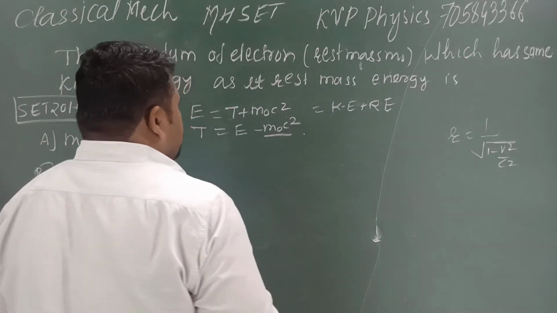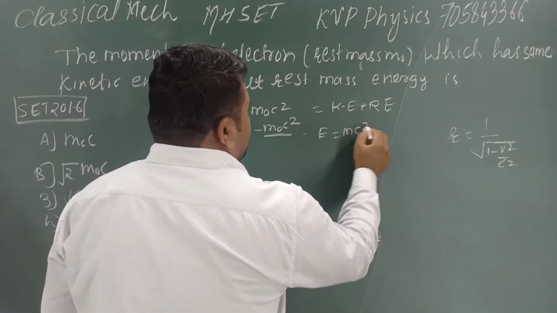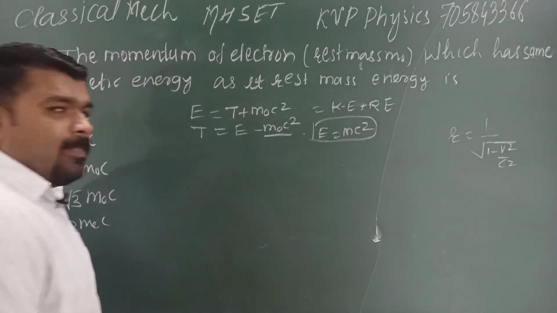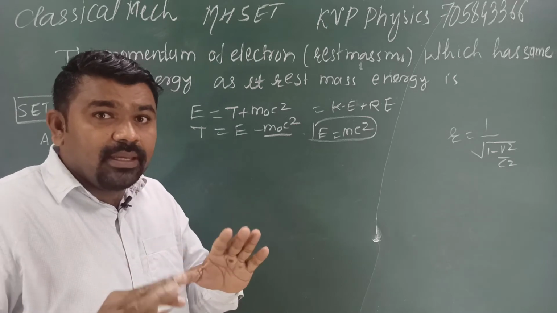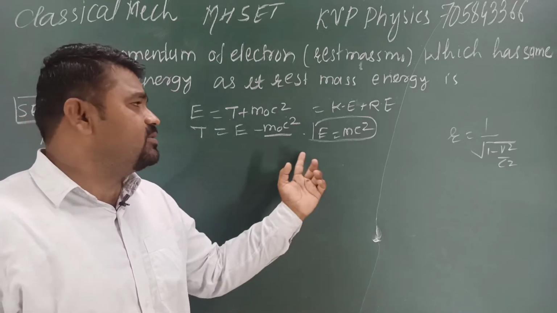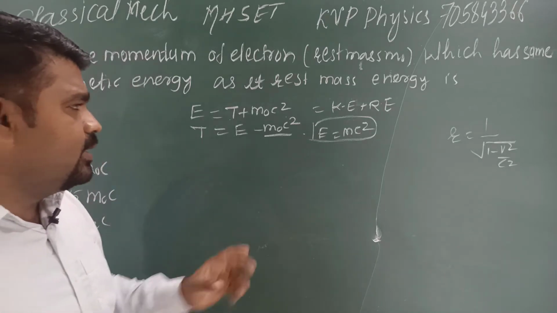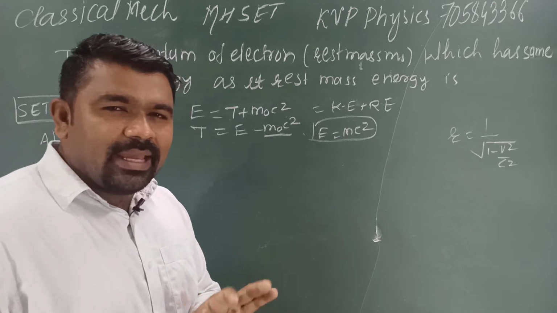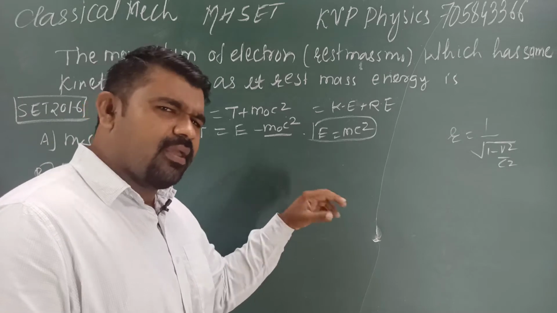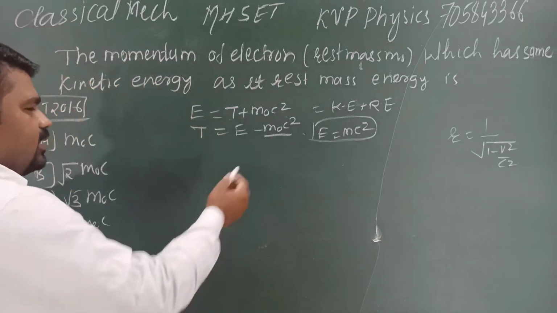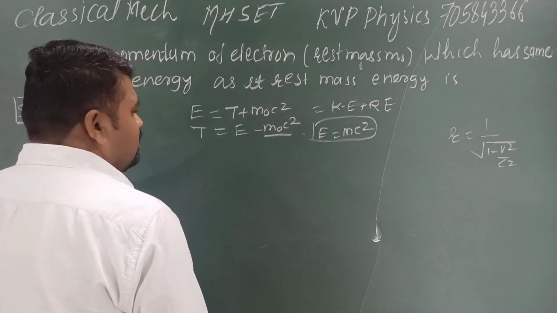Here the kinetic energy is equal to E minus m0 c square, and we can write the total energy as mc square. Now this particle is moving near the speed of light. What happens? The mass increases. Mass is related with energy, so energy also increases. Mass increases, time decreases, length decreases.